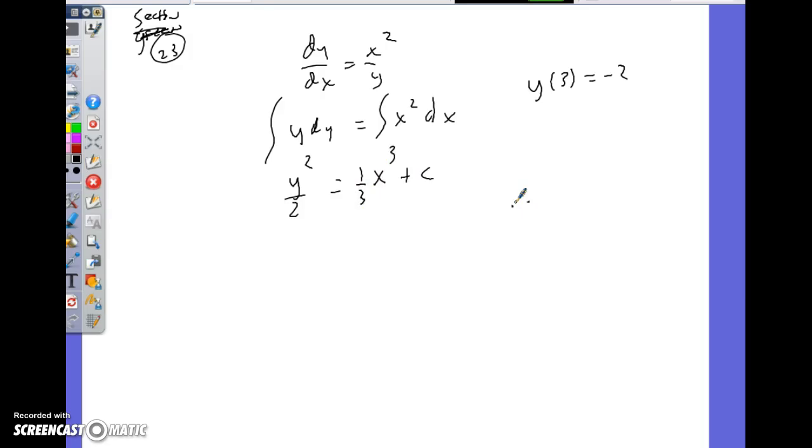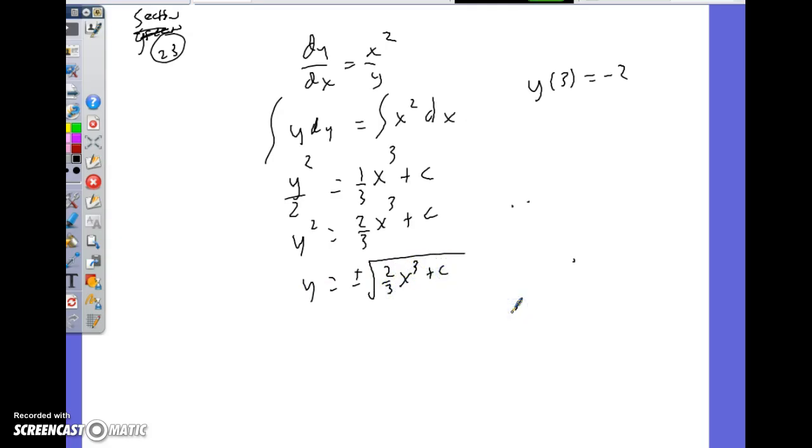Alright. Move the 2 across. So whenever x equals zero, y squared equals 2/3 x cubed plus c. So y equals plus or minus the square root of 2/3 x cubed plus c.